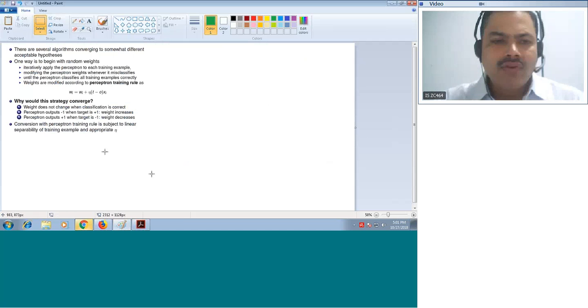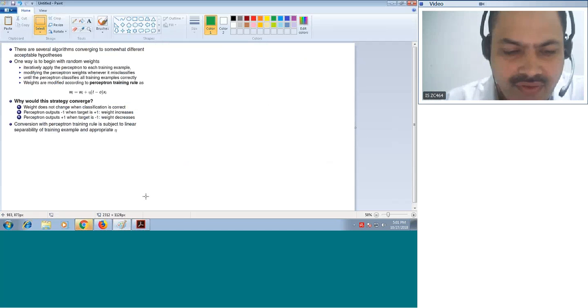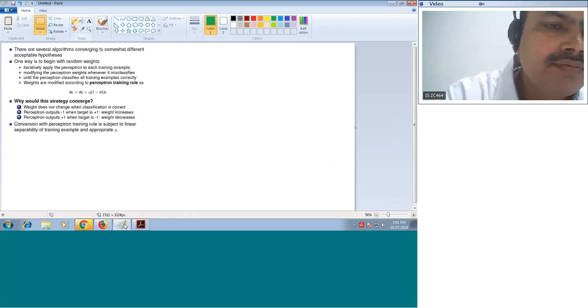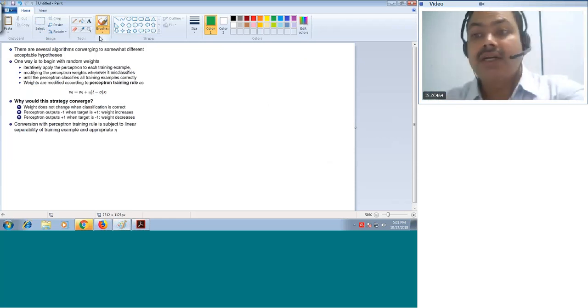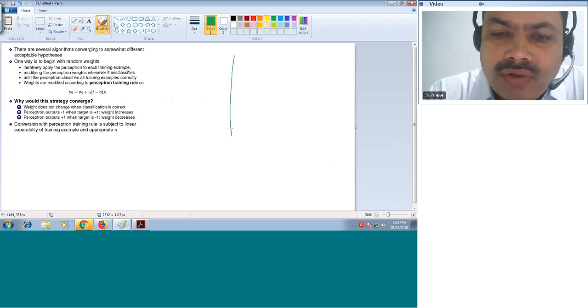So I'm going to give you a way to train a single neuron. If you have a single neuron, the perceptron training rule is there for training a single neuron. If you have one neuron, then how can you train this? Training means finding out the right parameter. Okay, so let's assume the scenario is this.